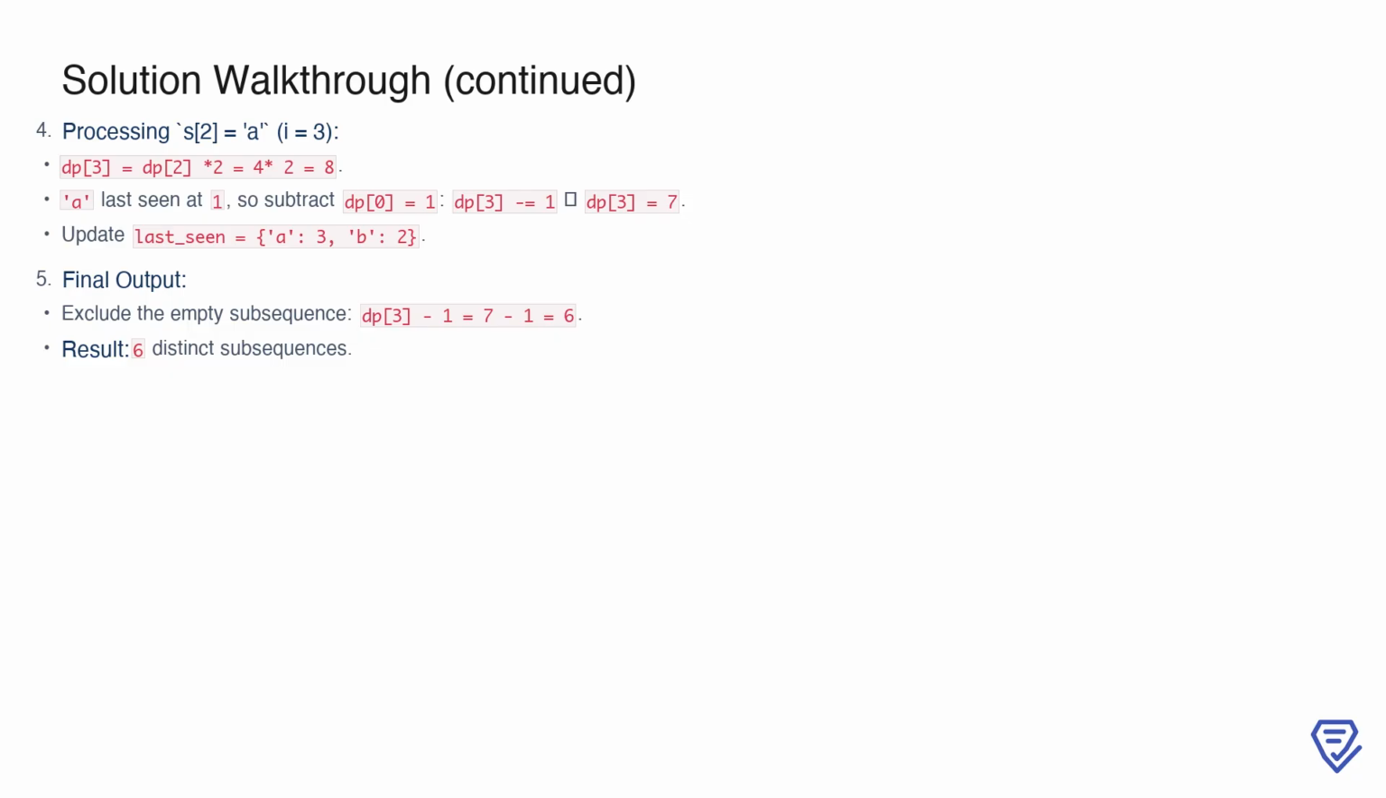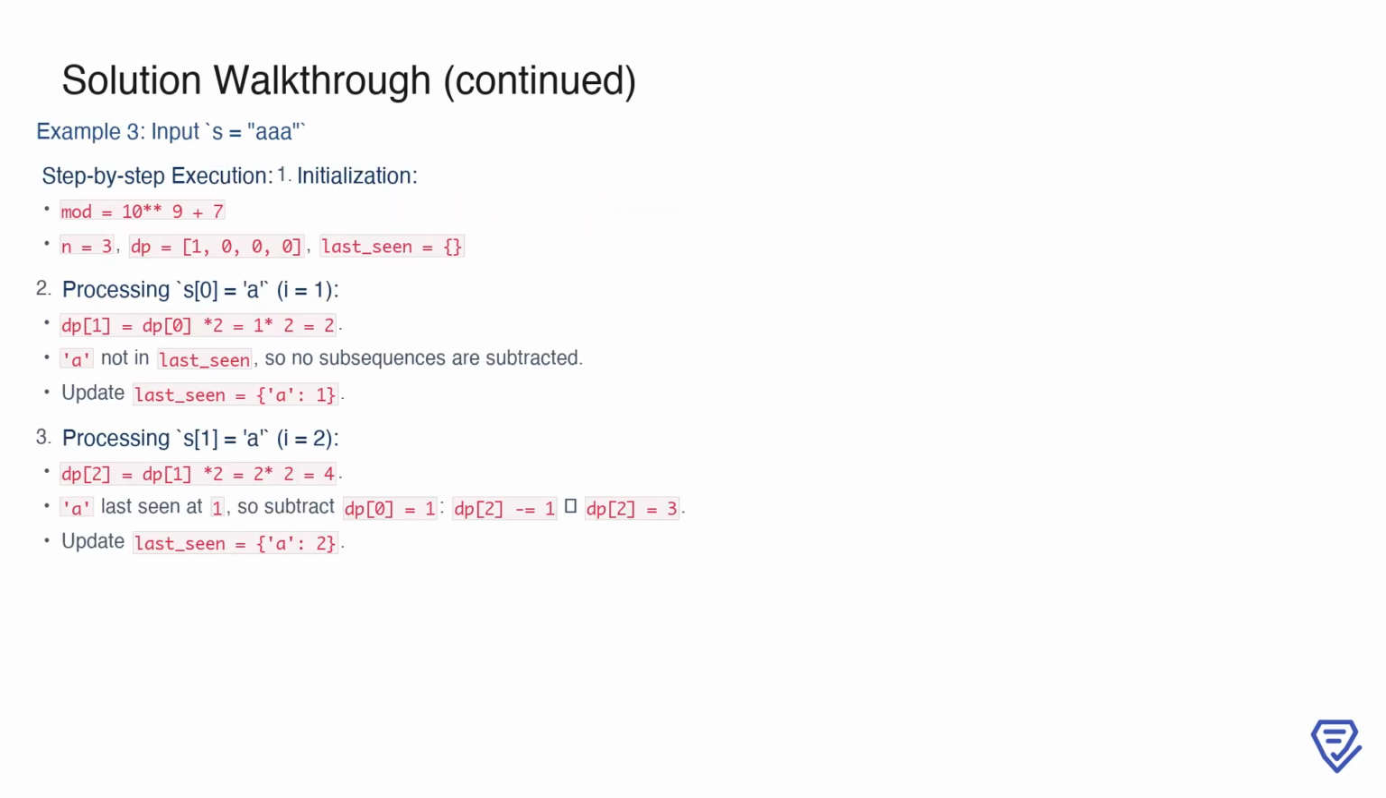At the end, we exclude the empty subsequence by subtracting 1 from dp3, giving us 6 distinct subsequences for the string ABA. For the string AAA, we follow the same initialization steps. The modulo value is 10 to the power of 9 plus 7, the length is 3, and the DP array is 1, 0, 0, 0. The last_seen dictionary is empty.